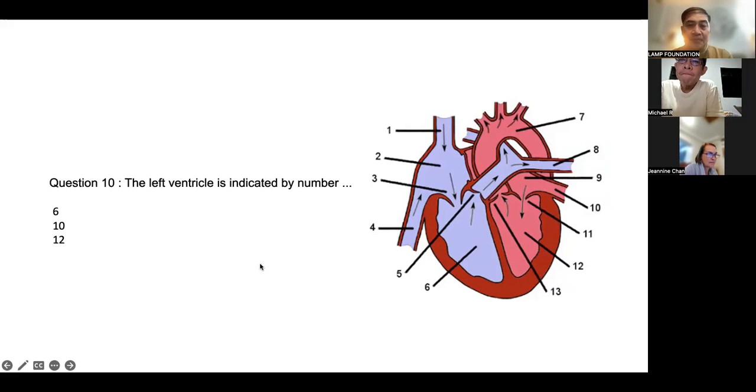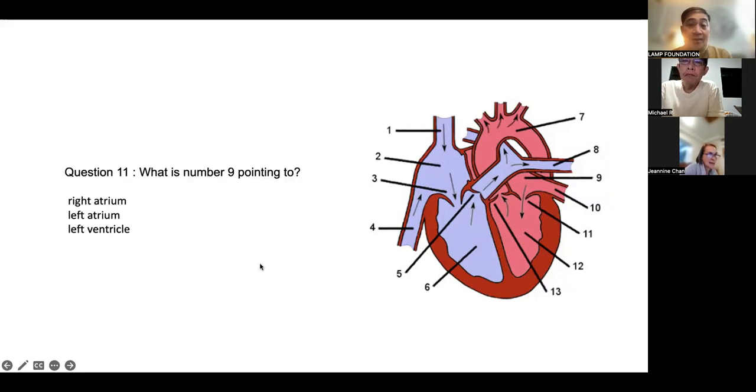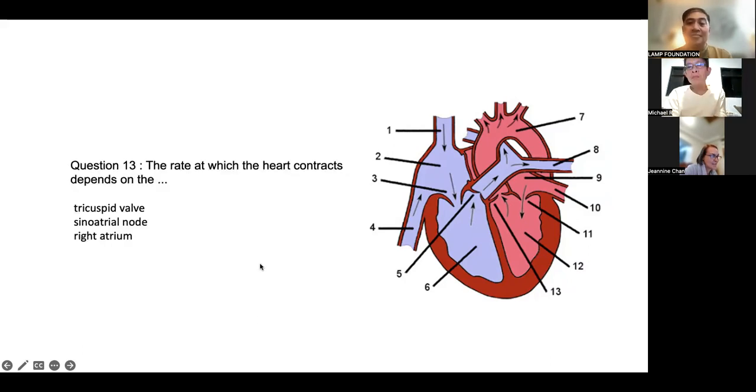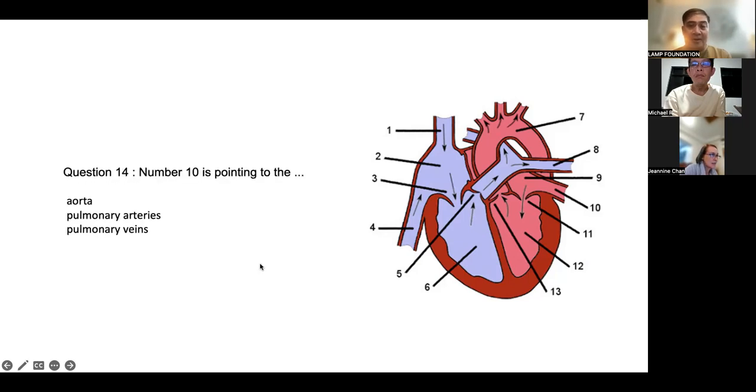mitral valve. The left ventricle is indicated by number? Number 12. What is number 9 pointing to? The left atrium. The aortic valve is indicated by number? 13. The rate at which the heart contracts depends on? The sinoatrial node. Okay, or the SA node. Okay. SA. Number 10 is pointing to? Pulmonary arteries.